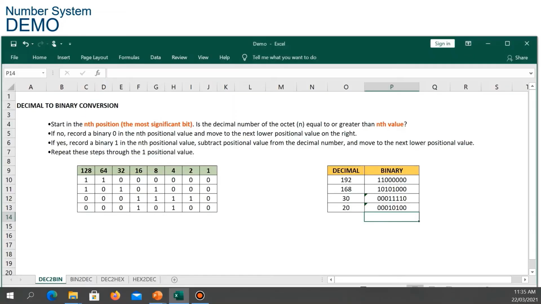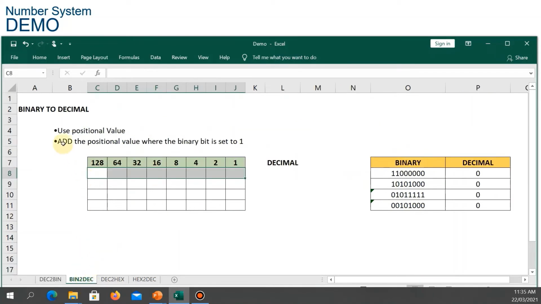Again, let me launch my Excel here. All right, so let's convert binary to decimal. Use positional values when converting binary to decimal, and then we just have to add the positional values where the binary bit is set to 1. For instance, we are given the binary 11000000. Let's plot it on our positional values: 1 1 0 0 0 0 0 0.